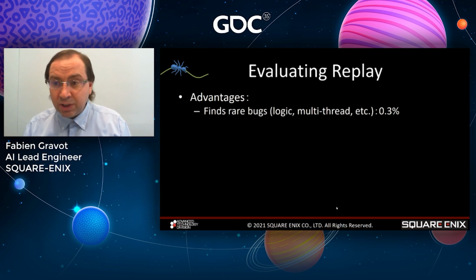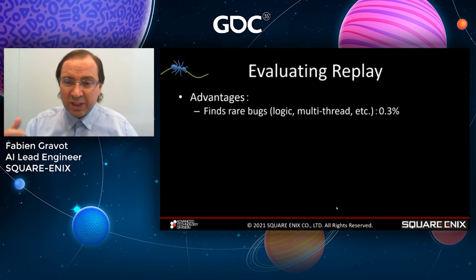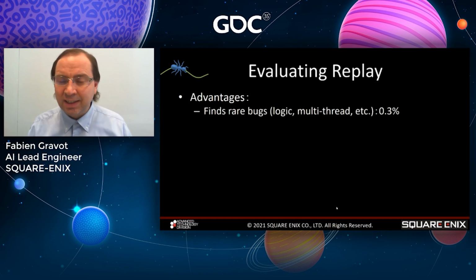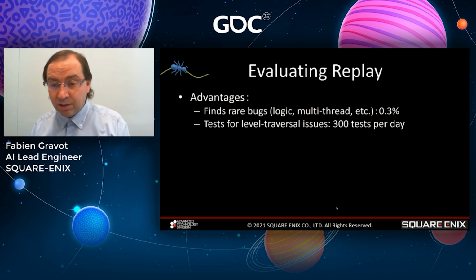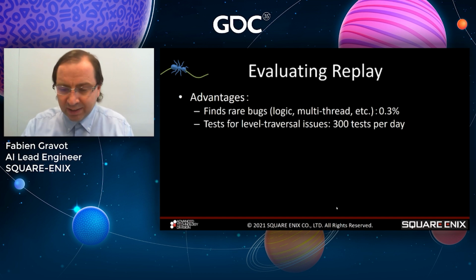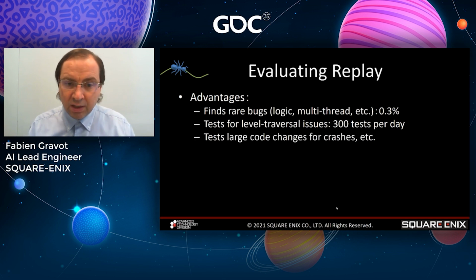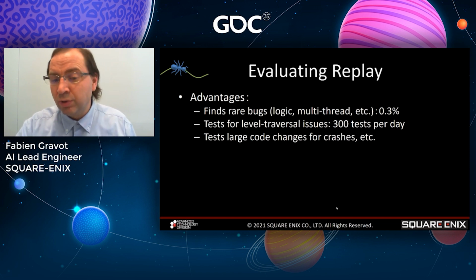What kind of advantages did we get with this system? We were able to find very rare bugs, logic and multi-thread issues, something that happens even less than 0.3% of the times, so 7,000 replays to get it. We were able to test levels at about 3,000 chapters per day, basically. We were able to test a large code change. So we get some requests to test some changes, and test them maybe for 1 week to be sure to have stable results.